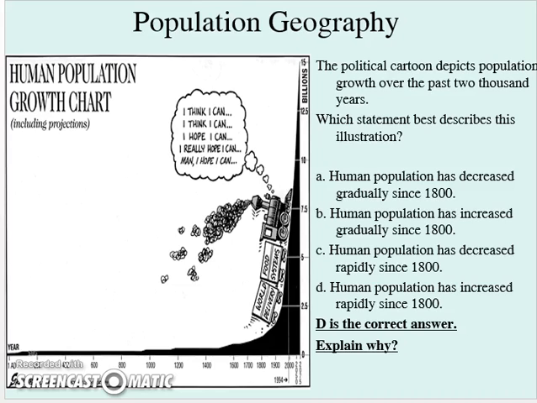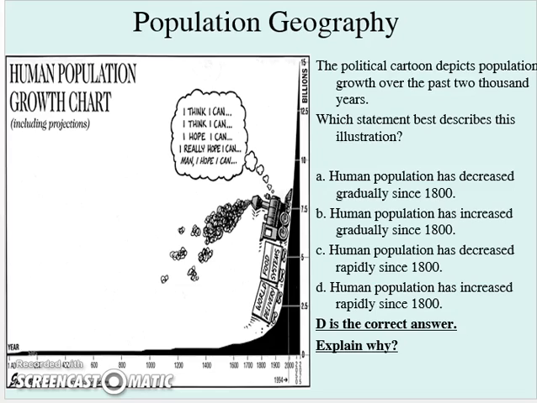Today we're talking about population geography, which is how geographers study the world as far as where people live and how many people live there and at what rate they are increasing or decreasing in population, right? What I do have here is a political cartoon, and the cartoon is showing population growth over the past 2,000 years. So if we look at this, which statement best describes this illustration that we see here?